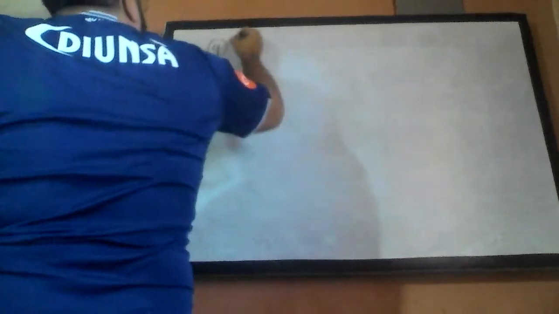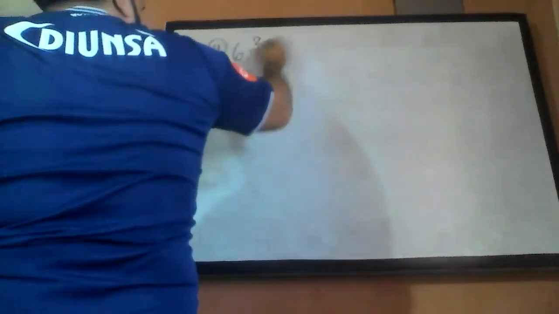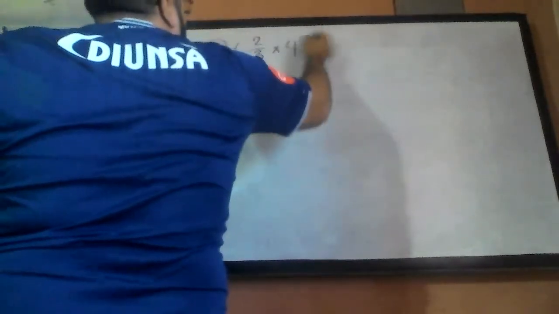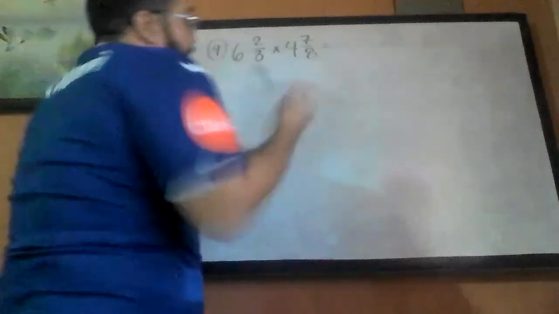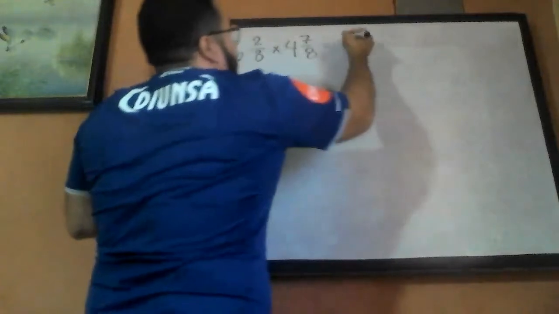Okay, let's continue with some exercises. Where's my marker? Here it is. Exercise number 4 is like this. 6 2/3 times 4 7/8. Okay, as I told you, first step is converting both mixed numbers to improper fractions.